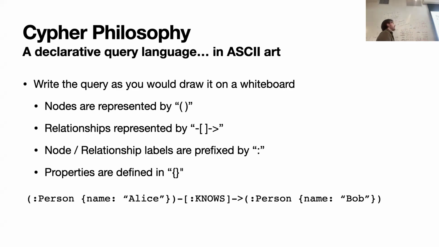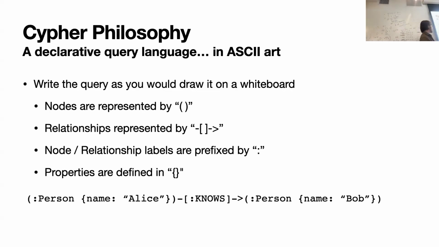If you want to find a node in the database, then you represent that by parentheses, and we'll look at this in more detail in a bit. If you want to connect a node via relationship to another node, you want to find all the node relationship node pairings of a certain type, then you can use this dash bracket dash arrow to make that connection. Node and relationship labels are prefixed by a colon, and properties are defined by the curly brackets.